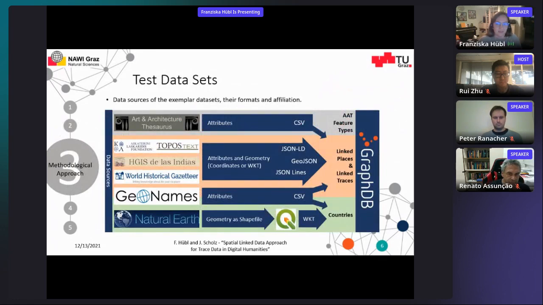So entering the methodological approach chapter, first the data sources are of relevance. Data sources for linked places and thus potential linked traces or parts of linked traces are listed in this figure. World Historical Gazetteer already includes exemplar traces. Also, country data sets are of interest to extend the possibility of spatial querying. And all these data sets are imported to GraphDB, a semantic graph database.